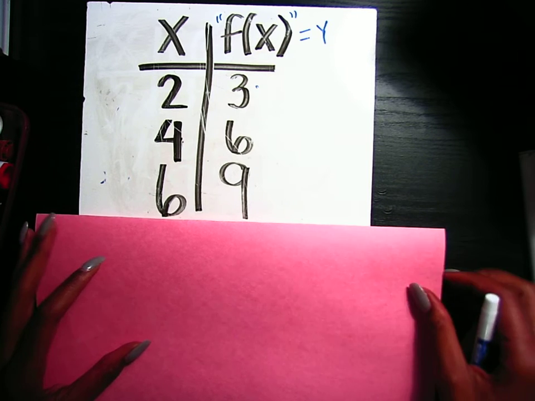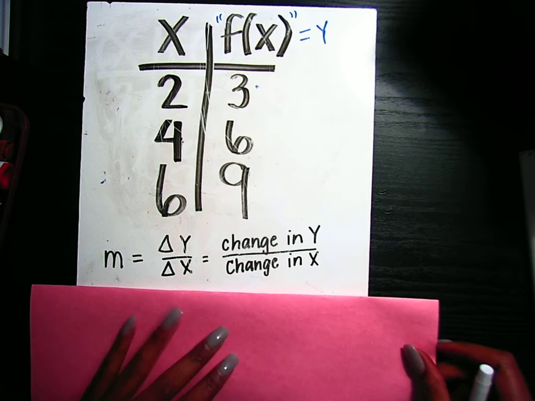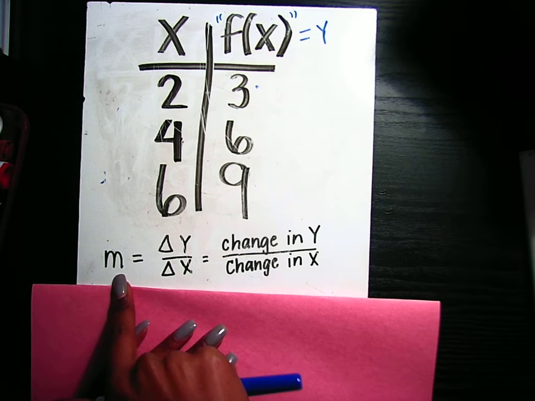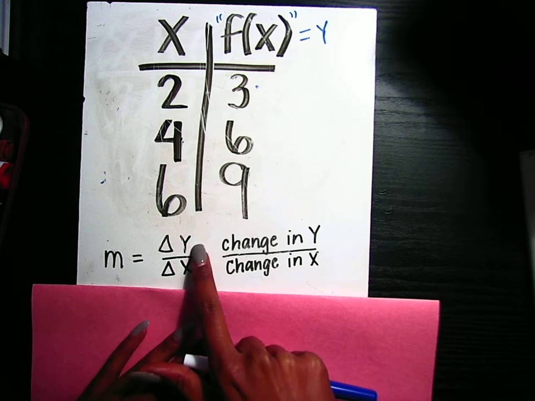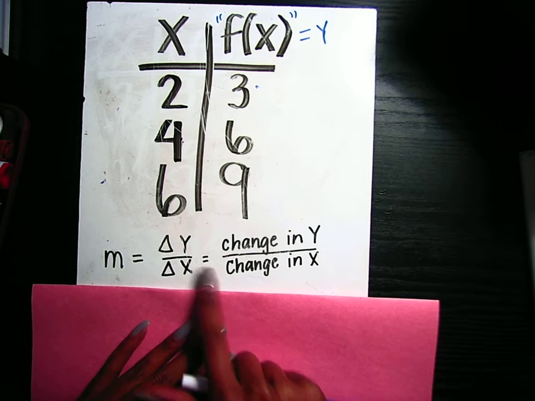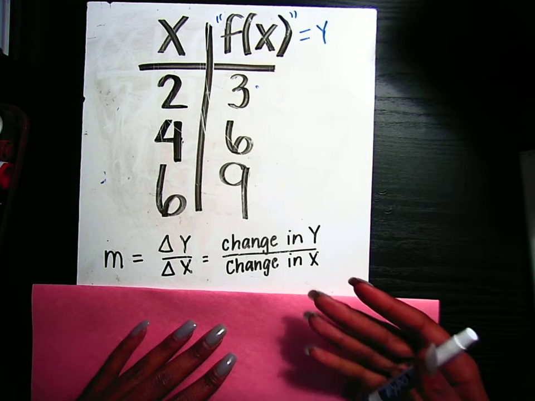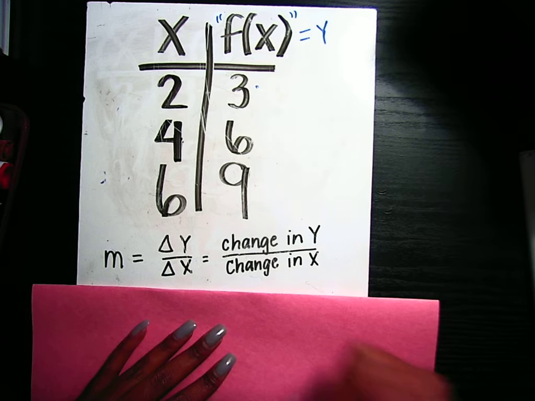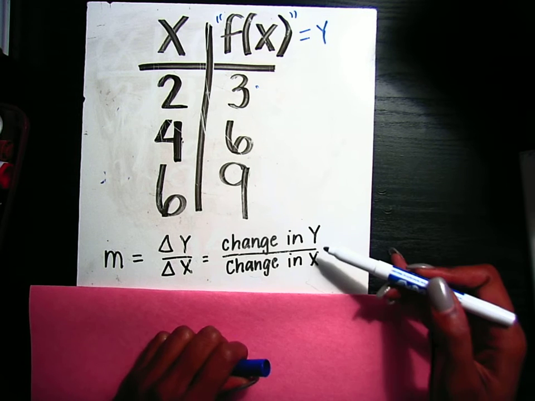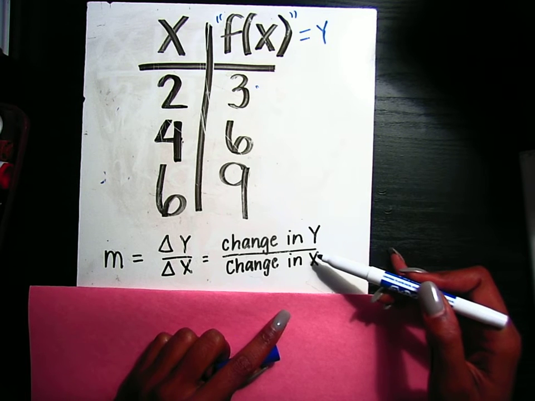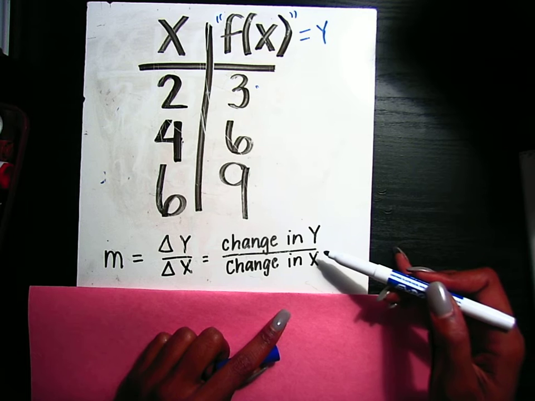plug in some numbers. We already know that the slope, which is m, is equal to delta y over delta x, or the change in y over change in x, okay? That's just what we know. We already know this part. So now what we have to do is figure out what the change in y is and what the change in x is, and plug those numbers in.